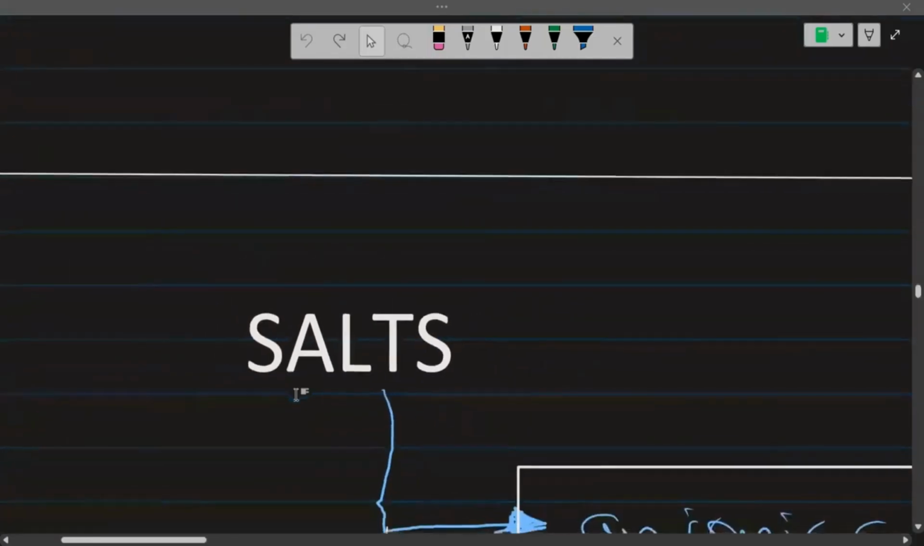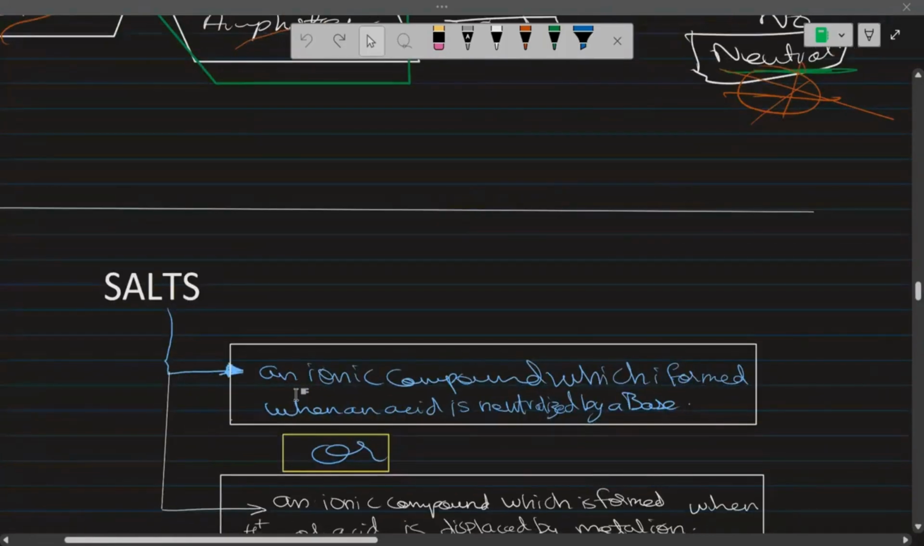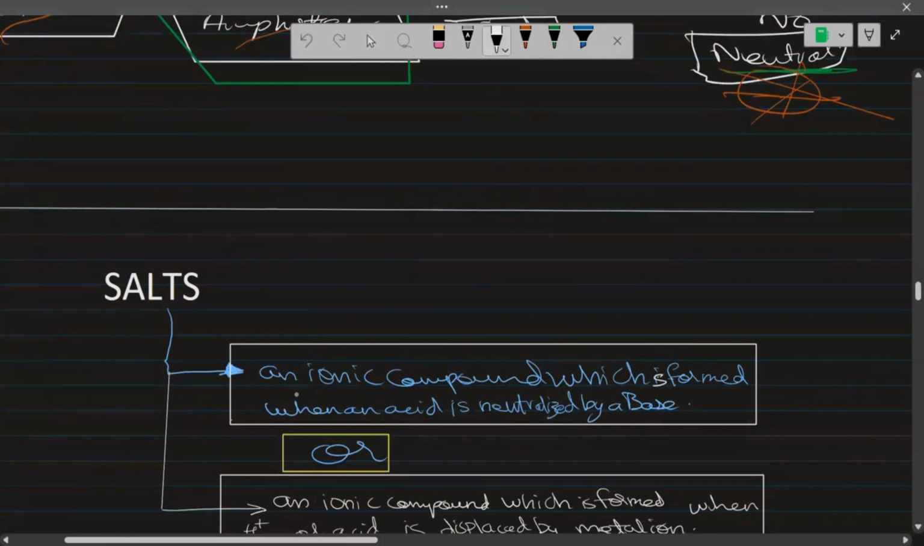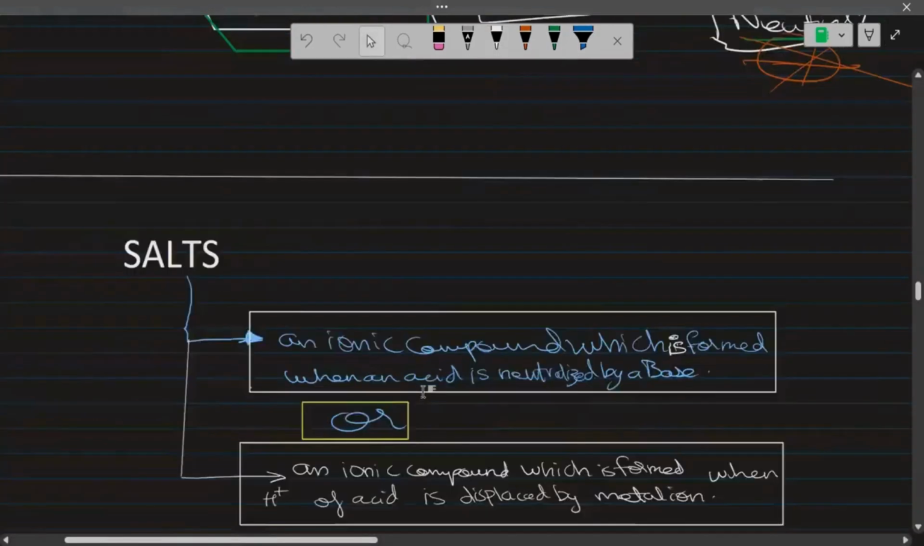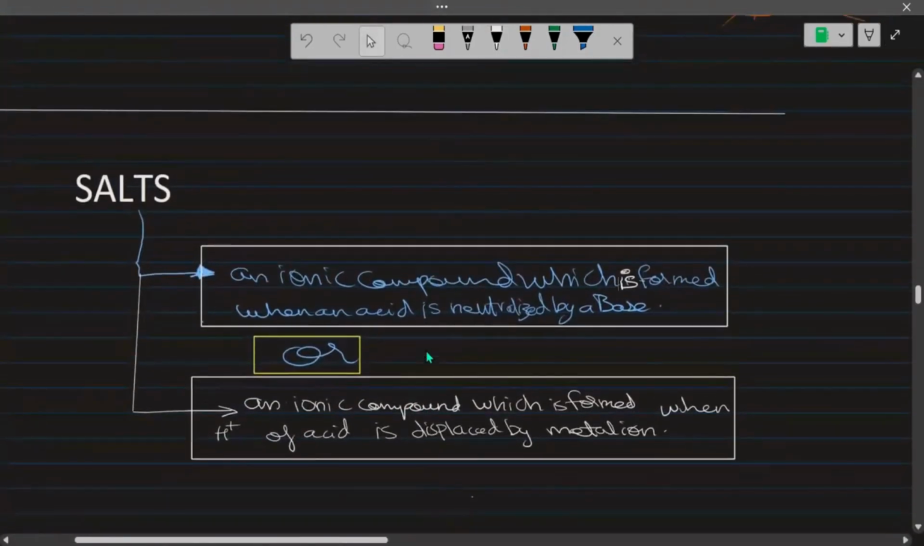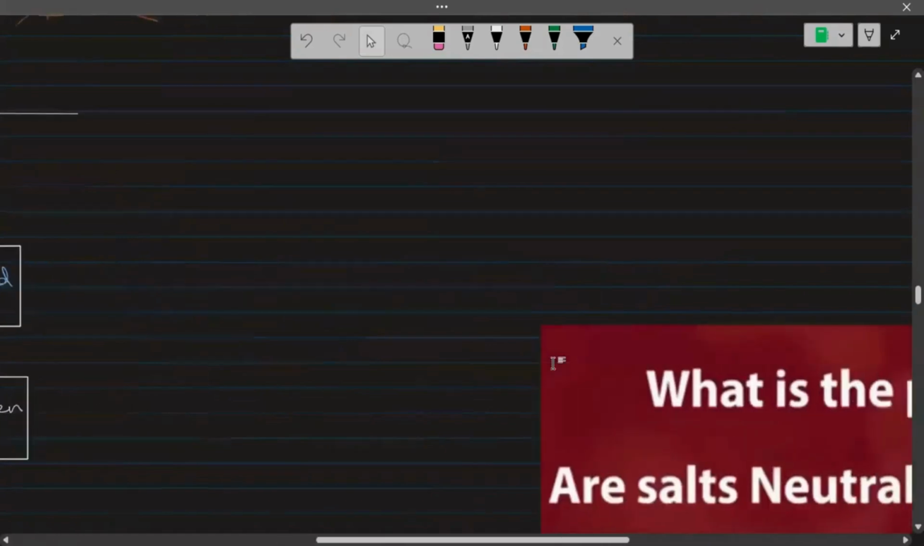What is the definition of salt? Salt is basically an ionic compound which is formed when an acid is neutralized by a base, or an ionic compound which is formed when the H positive ion of an acid is displaced by a metal ion. So this is the definition of salt.